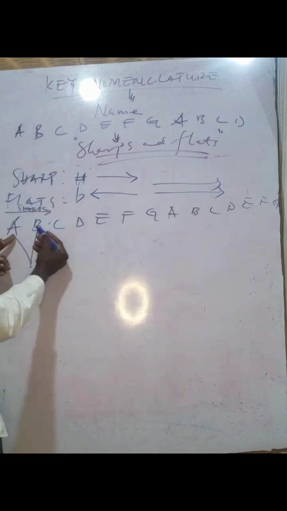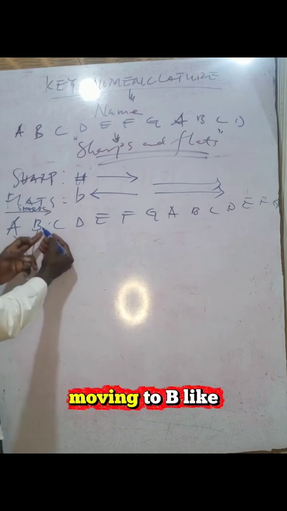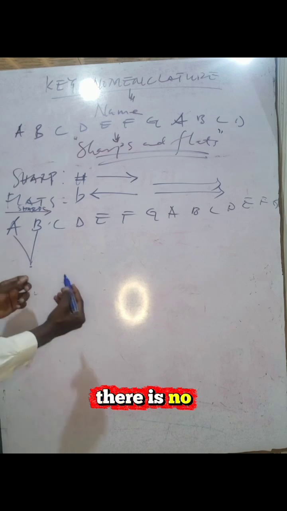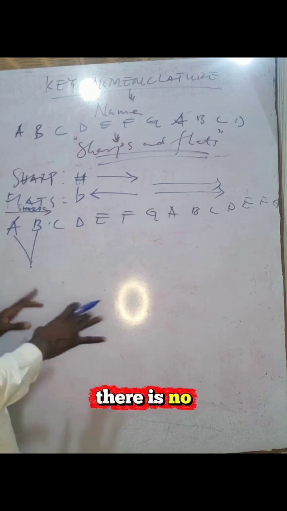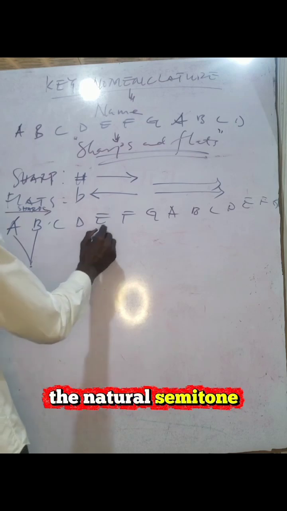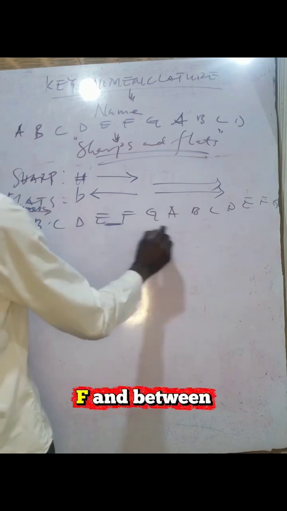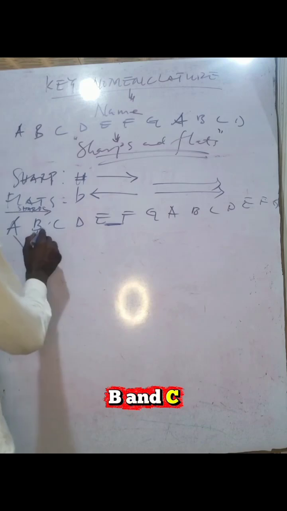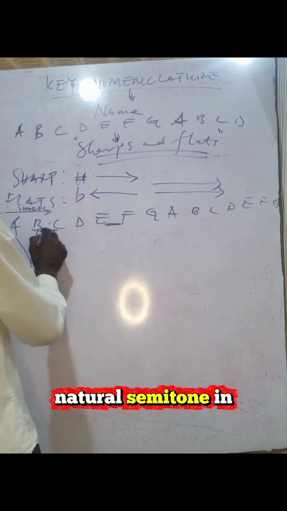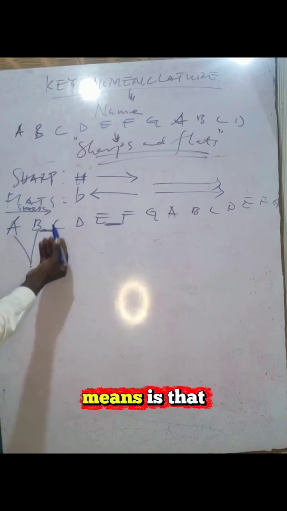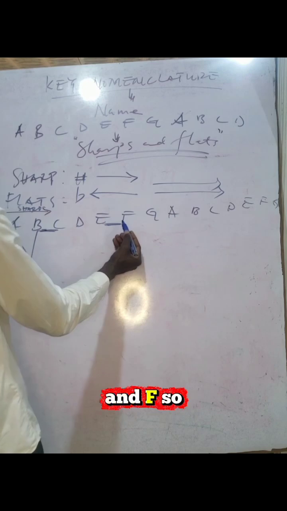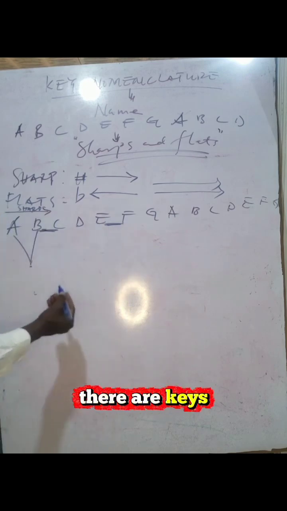So A, moving to B, like I said, there is a key between A and B. There is no natural semitone. The only parts where we have the natural semitone are between E and F and between B and C. In other words, there is no key between B and C and between E and F. In other parts, there are keys there.